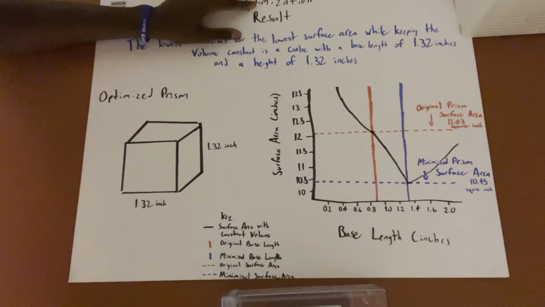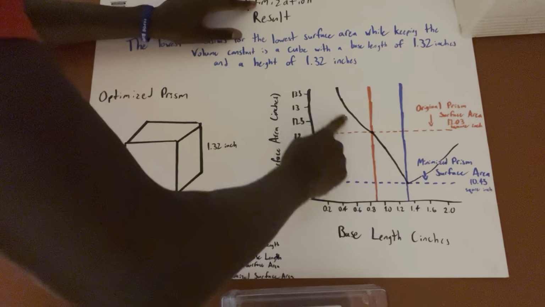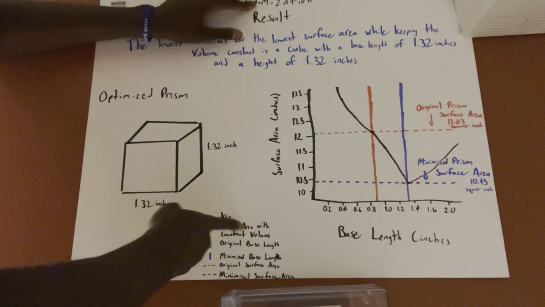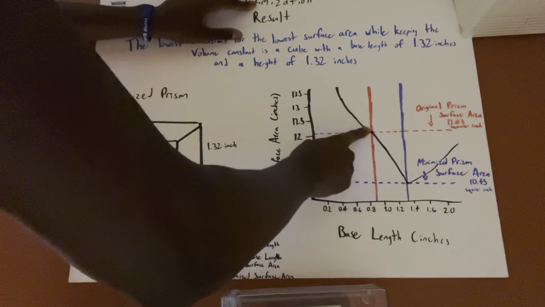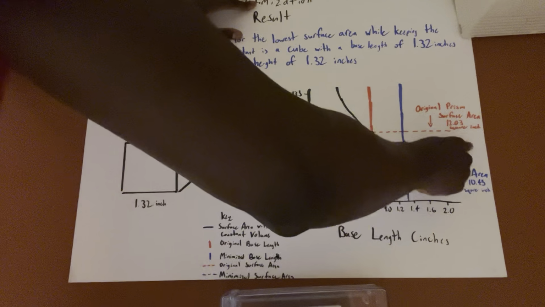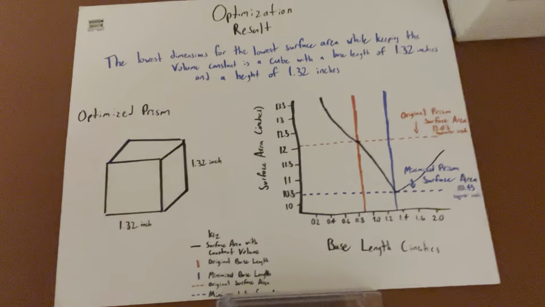Yep, 10.45. The black line is not perfect. It's supposed to be like a curve kind of. But it is the surface area with constant volume. So as you can see, the original is higher than the minimized one. The minimized one goes down and then comes back up. And that's it.